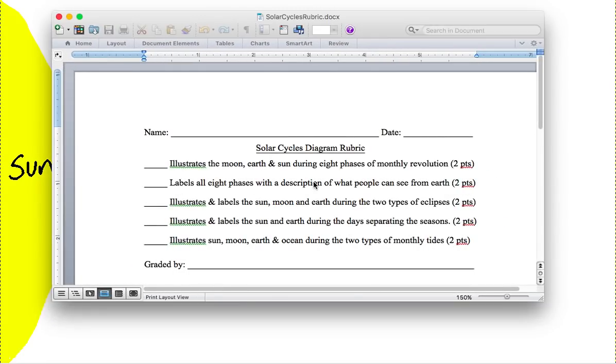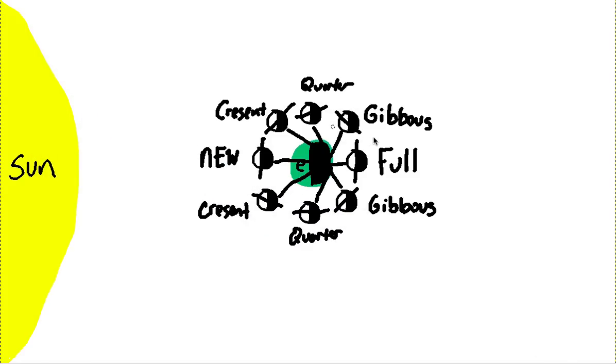This part of the rubric, you need to describe what people can see from Earth. So that I just drew the labels. For the description, just think about what it would look like from the perspective of the observer when the moon's in this position. They see all of the illuminated side. Over here, they see none of the illuminated side. So that's what your descriptions are going to be about.